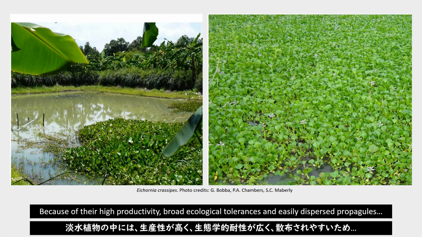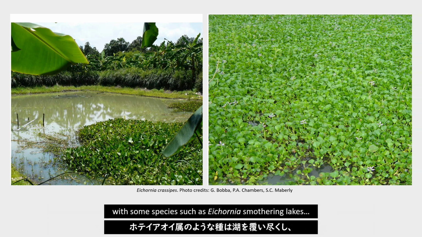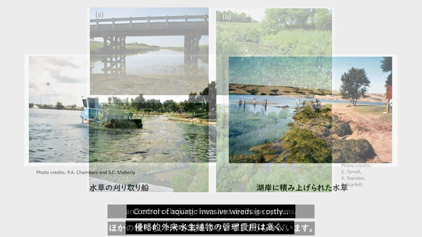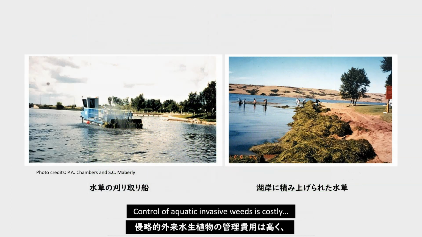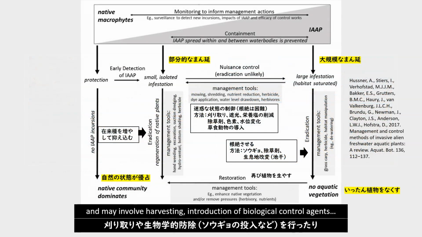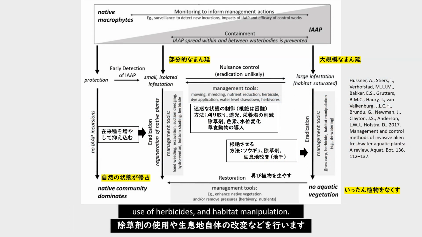Because of their high productivity, broad ecological tolerances, and easily dispersed propagules, several freshwater plant species are now considered the world's worst invasive weeds, with some species such as Eichhornia smothering lakes, and others choking rivers and drainage systems. Control of aquatic invasive weeds is costly. It may involve harvesting, introduction of biological control agents, use of herbicides, and habitat manipulation.